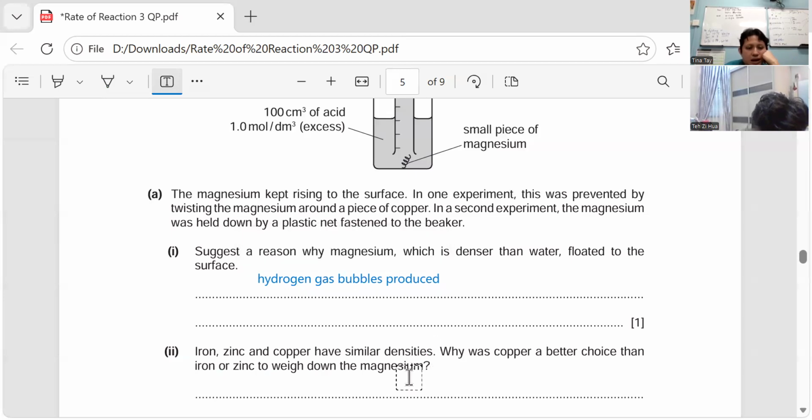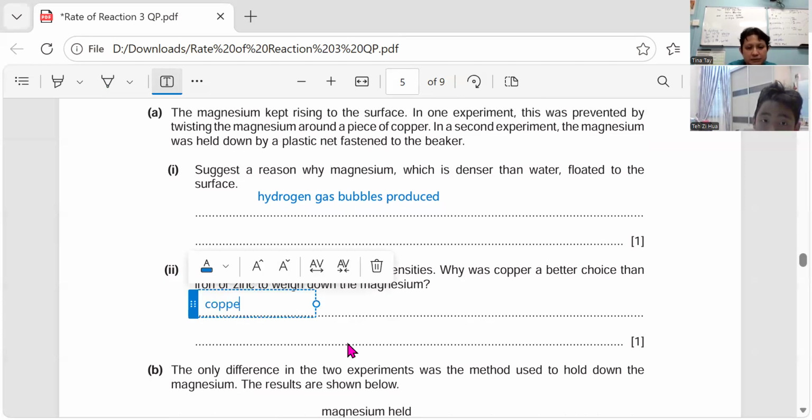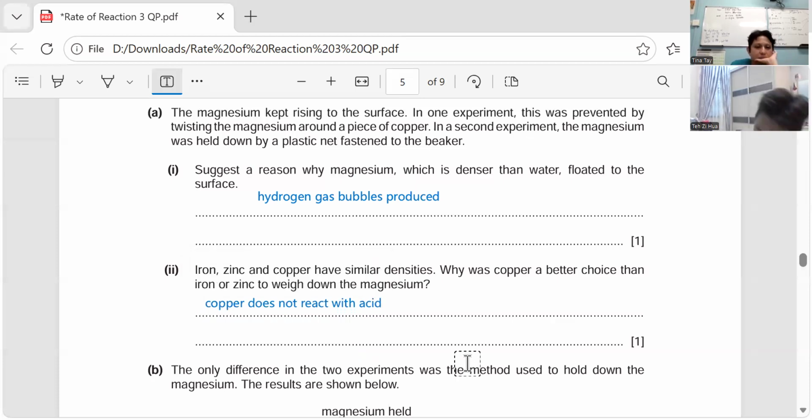Okay. Iron, zinc, and copper have similar densities. Why was copper a better choice? Okay, this one you might not know. Copper does not react with acid, because of its lower reactivity. Copper, silver, gold, the last ones. Okay, copper does not react with acid.